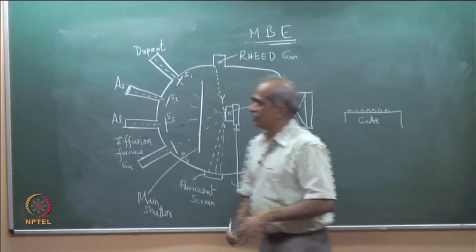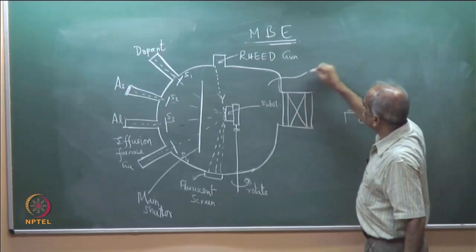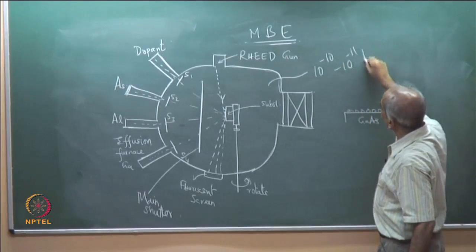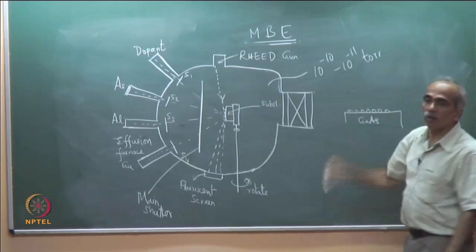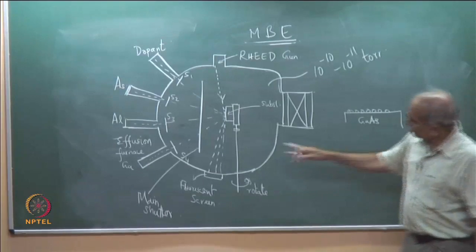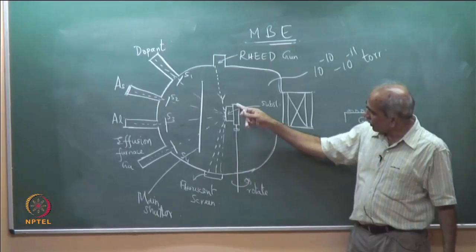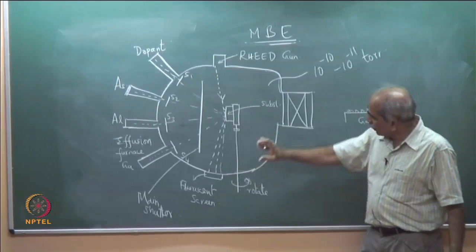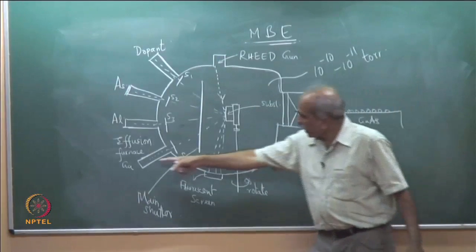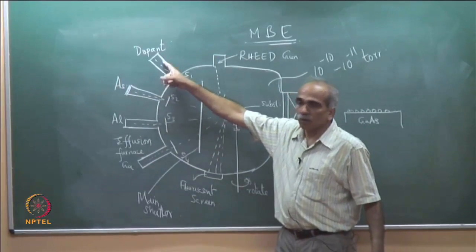Molecular beam epitaxy. Please see this. This is at ultra high vacuum of 10 power minus 10 to 10 power minus 11 torr. It is an ultra high vacuum chamber in which we have a substrate that is mounted. This is the substrate holder. You can rotate the substrate, it keeps on rotating. Atomic beams come from here, gallium, aluminum, arsenic, all these.